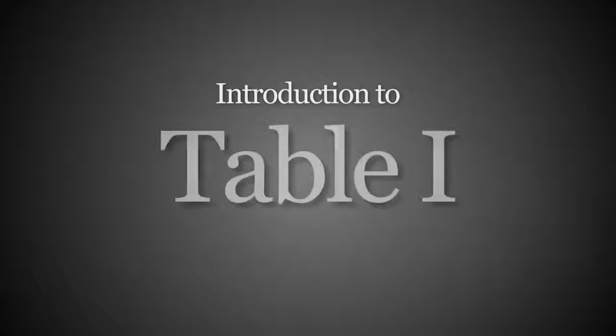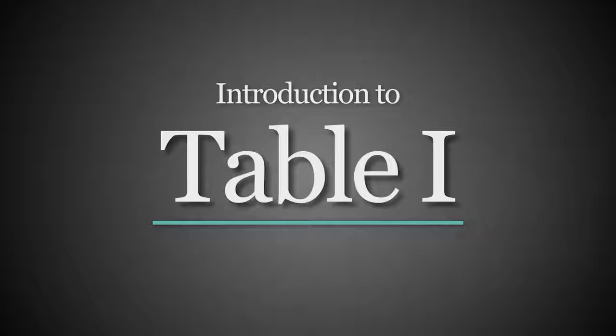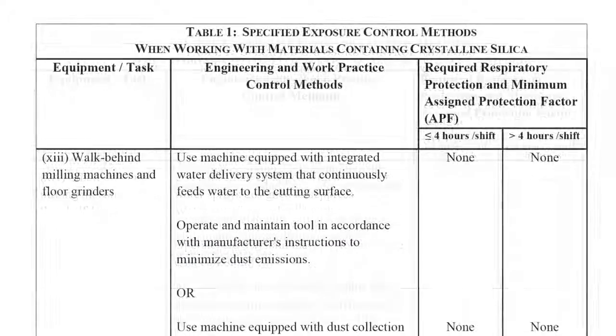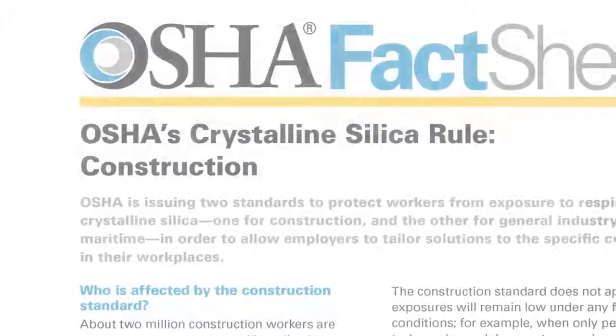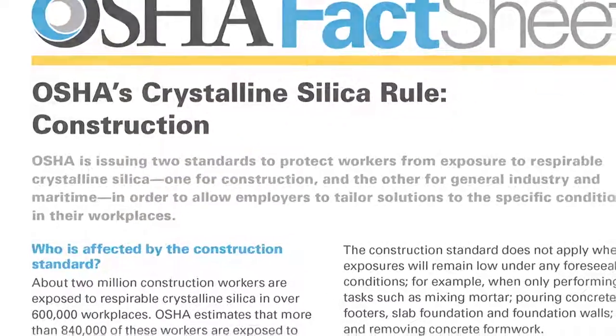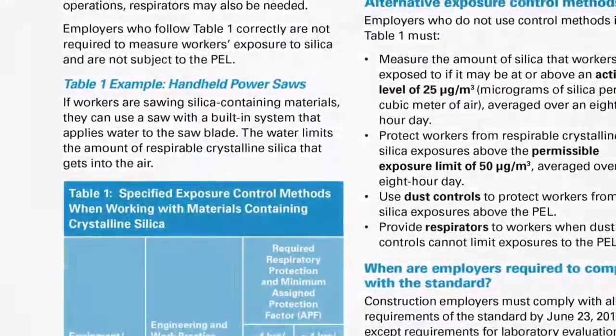So let's look at Table 1. Table 1 shows dust control methods for many common job site operations. According to OSHA's fact sheet, employers who follow Table 1 correctly are not required to measure workers' exposure to silica and are not subject to the PEL.